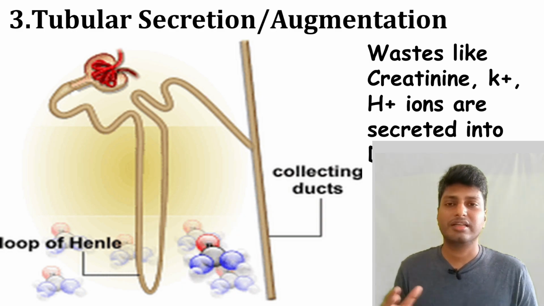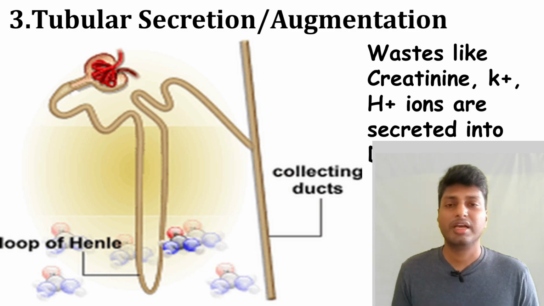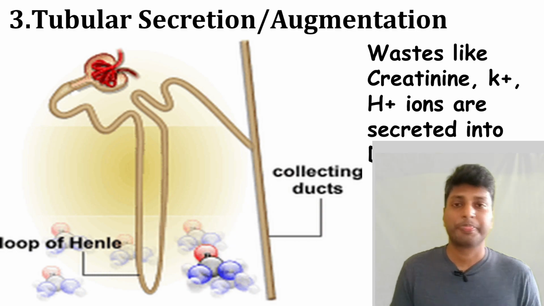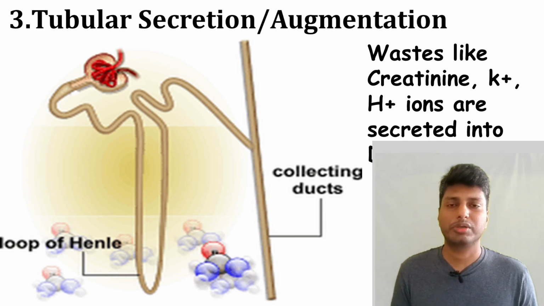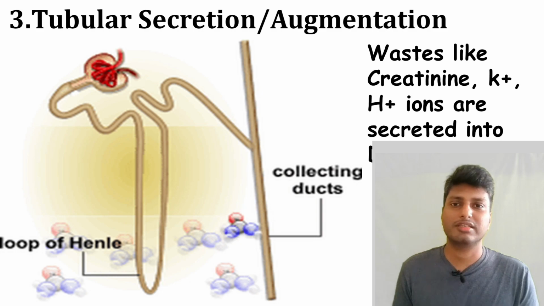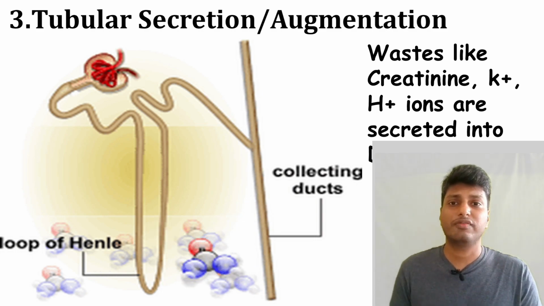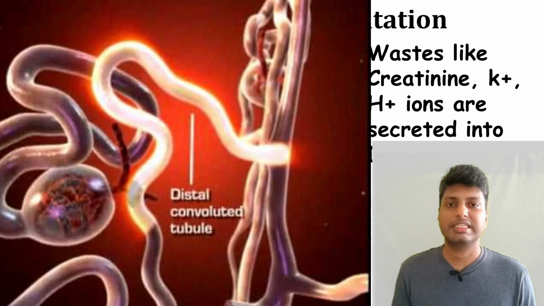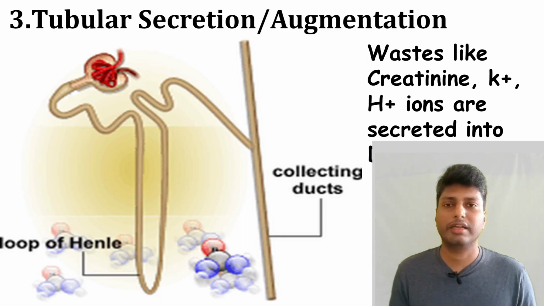The reason is the descending limb is more permeable to water, whereas the ascending limb is permeable to salts. So from the descending limb there is further water reabsorption going to occur, as well as from the ascending limb there are certain salts which are going to get reabsorbed. Now dear students, once the filtrate reaches the next part, that is DCT, which stands for distal convoluted tubule, further after DCT the filtrate will enter into the collecting duct.